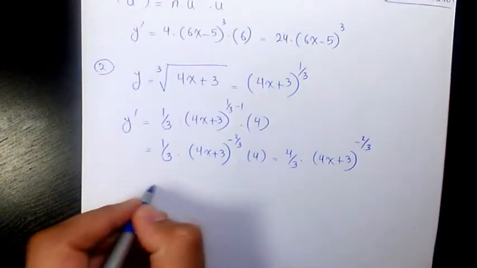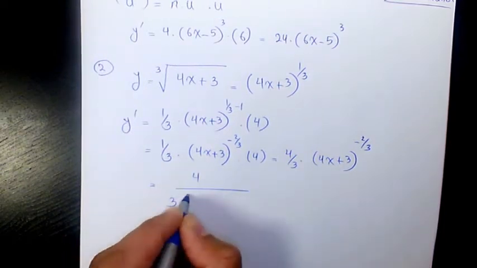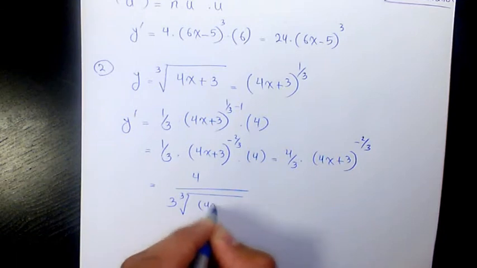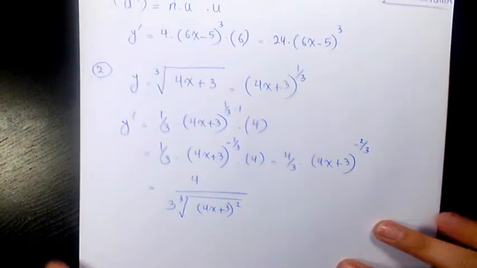You can also write it in this form, 4 over 3 times the cube root of 4x plus 3, squared. Next example.